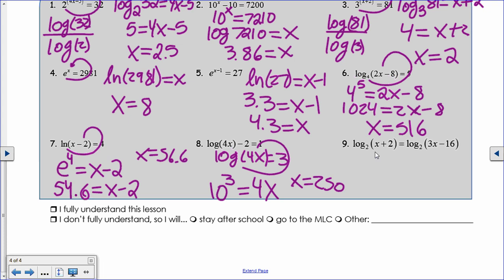You say that x plus 2 should be equal to 3x minus 16. So if you have two logs of the same base on either side, you get rid of the logs and just work with what's inside the parentheses.